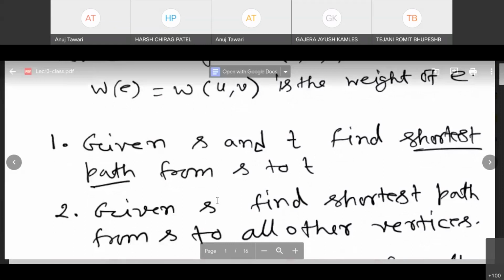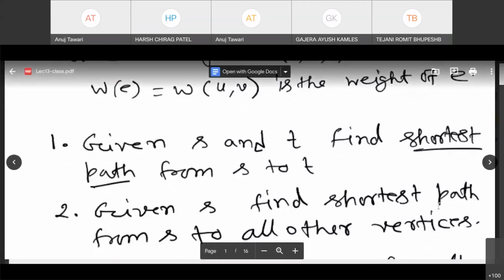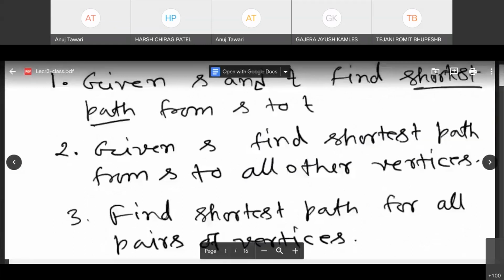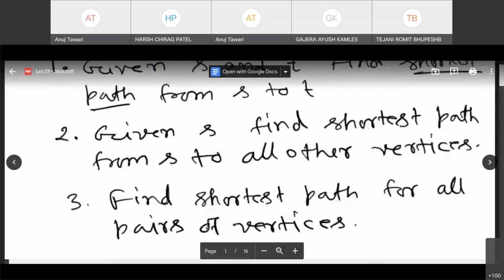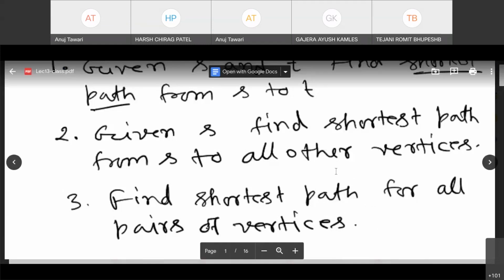Another useful problem is where you are just given the start vertex and you want to find the shortest path from S to all other vertices. This is known as the single source shortest path problem. There's yet another problem, which is finding the shortest path for all pairs of vertices. This is more popularly referred to as APSP, the all pairs shortest path problem. And all three of them are widely studied.